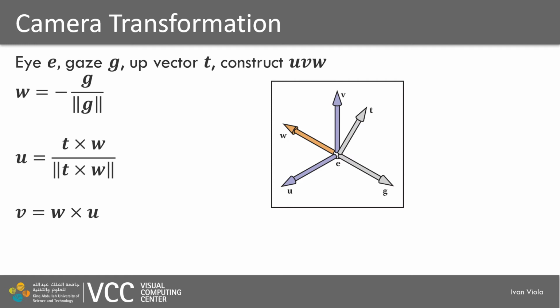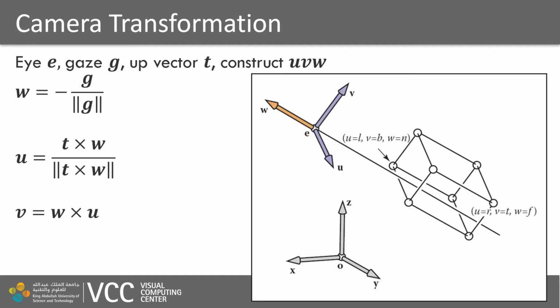And from this u vector, we will define the v vector as a cross product between the two orthogonal and unit vectors w and u. So this way, we will generate first our camera coordinate system UVW.